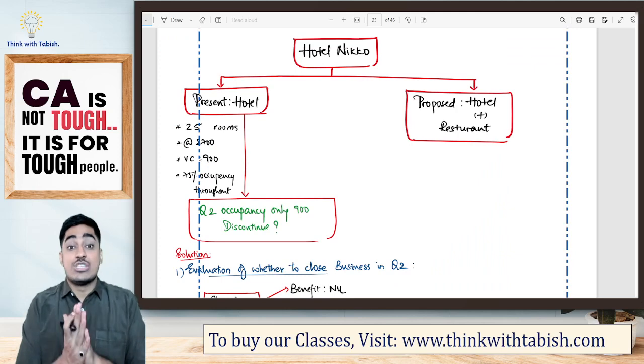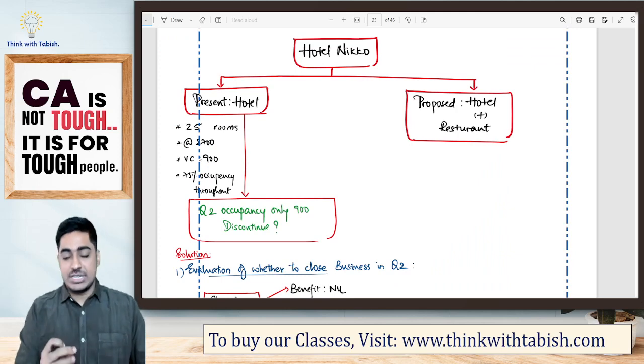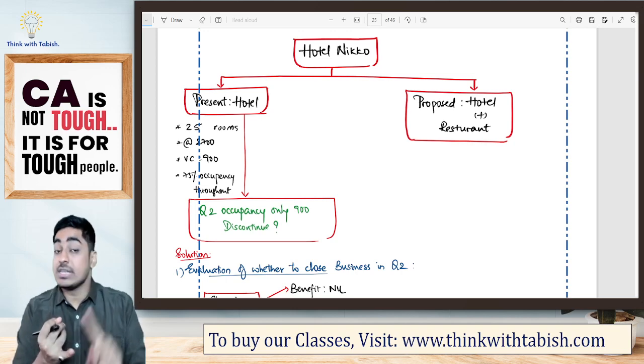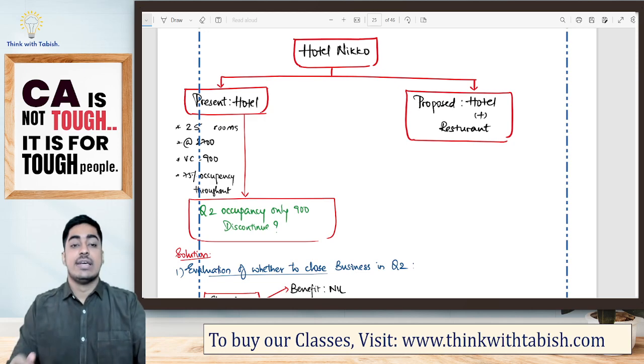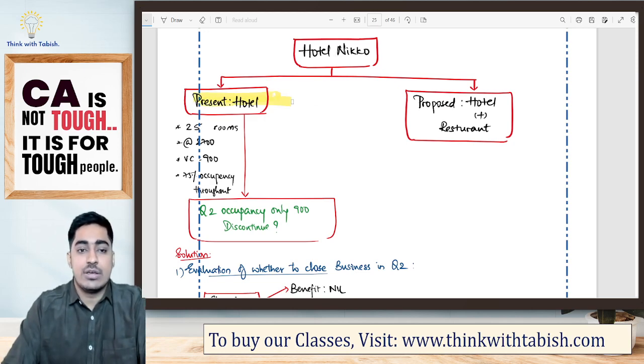So now let's go to our super question 9. This is test your knowledge question number 4. A beautiful question has been asked in the examination, has been in the RTPs, is here as well. There's a hotel called Hotel Nico.